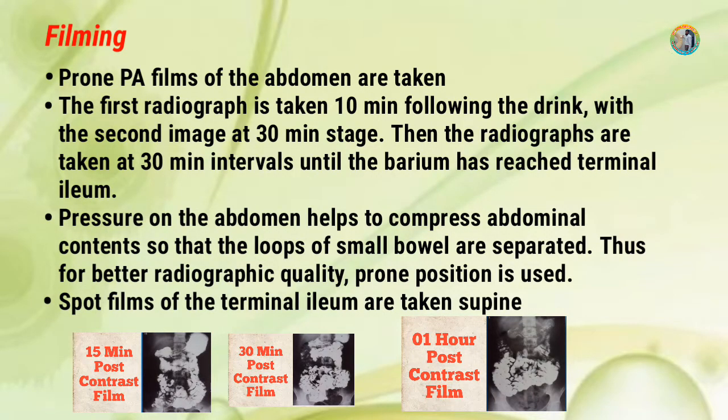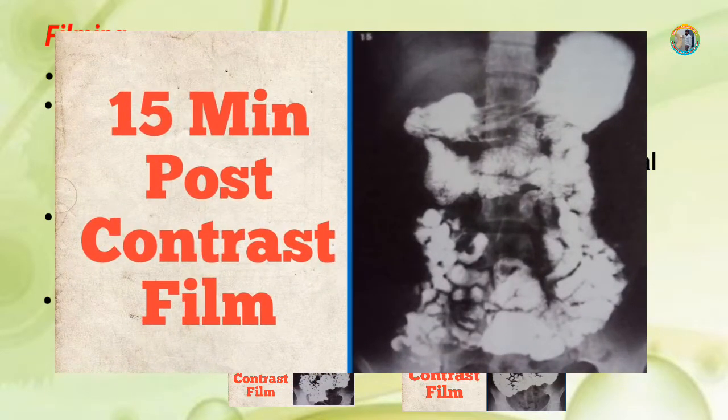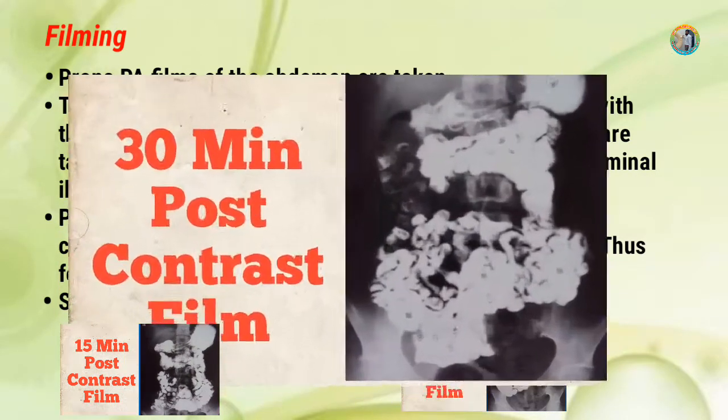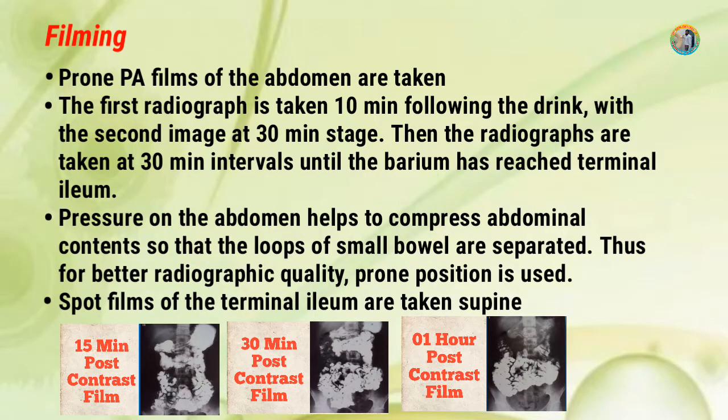Filming. Prone PA films of the abdomen are taken. The first radiograph is taken 10 minutes following the drink, with the second image at 30-minute stage. Then the radiographs are taken at 30-minute intervals until the barium has reached terminal ileum.